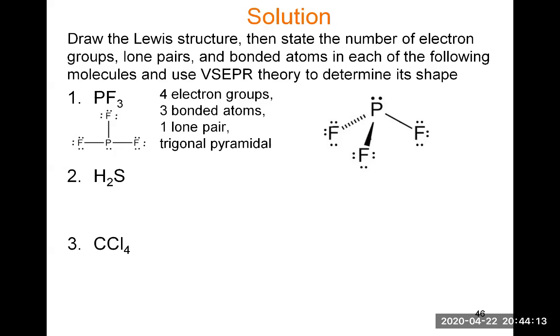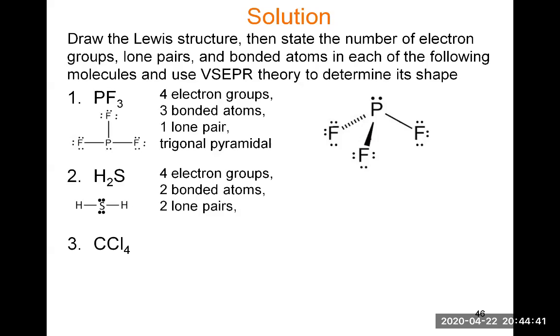Now let's look at H2S. When you have figured out the Lewis structure, you should come up with this Lewis structure where S is in the center, surrounded by 2 hydrogens. The sulfur has also 2 lone pairs. So when we count the number of electron groups around the central atom, sulfur, we get 4 electron groups, 2 bonded atoms, and 2 lone pairs. So let's look at the table.